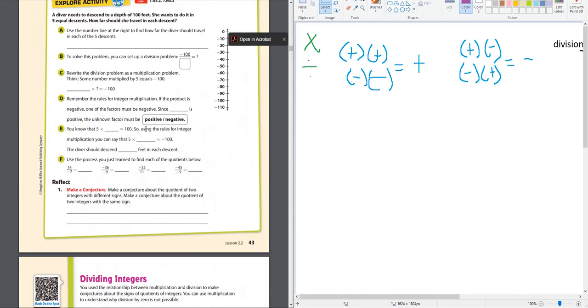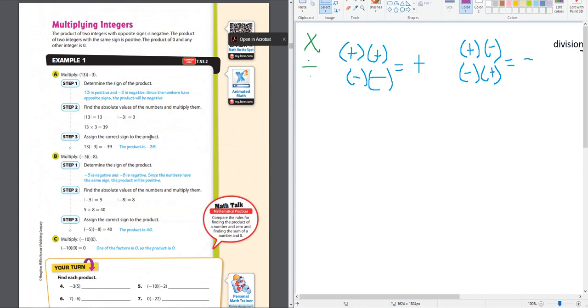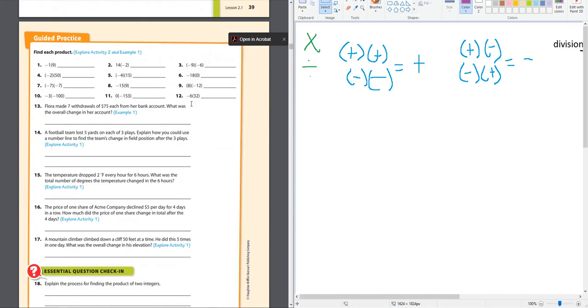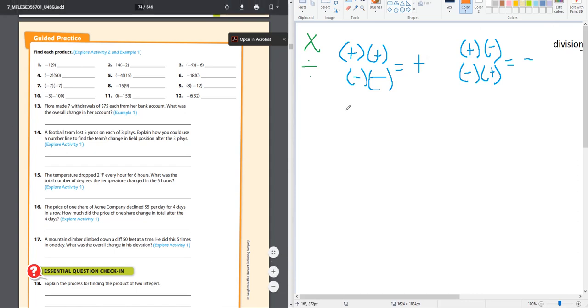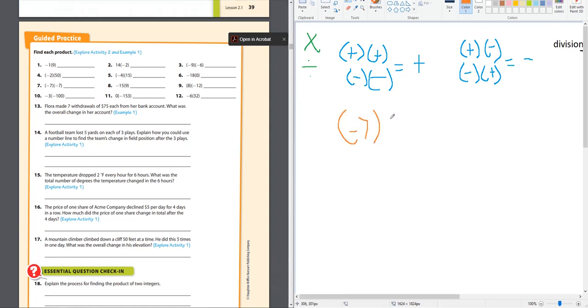So here, well, that's division. Let's do multiplication first. So here, let's say we have -7 times -7, right here. So all you're really going to do is multiply them as if they didn't have those signs. So 7 times 7 is 49, right?